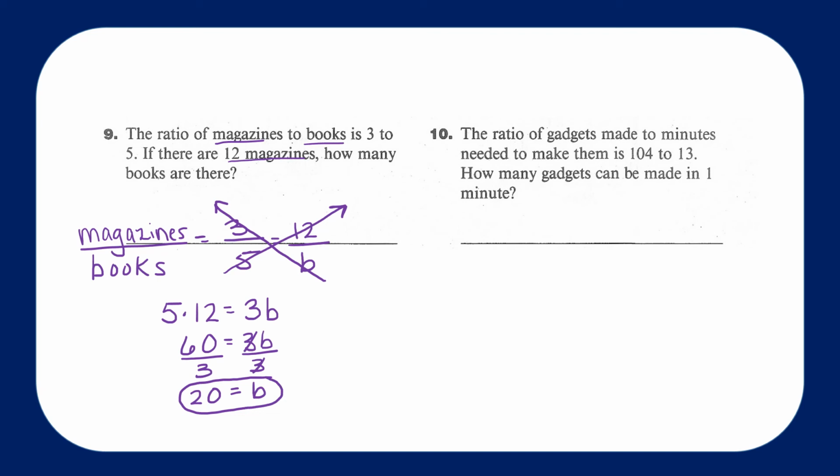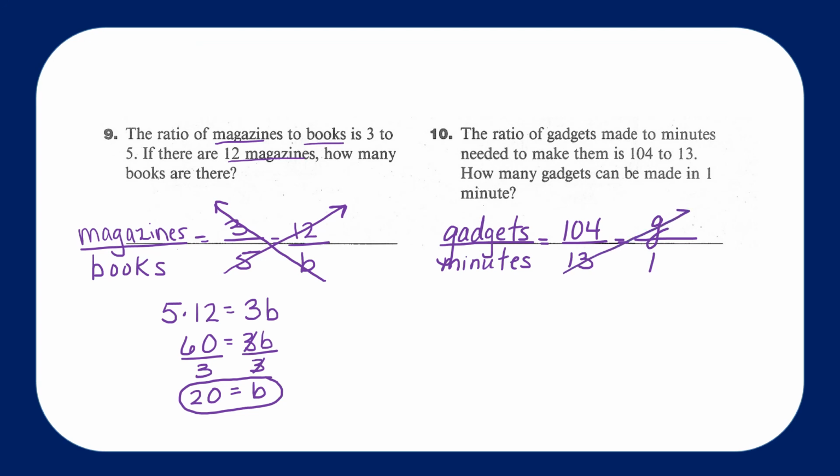Question 10. The ratio of gadgets made to minutes needed to make them is 104 to 13. How many gadgets can be made in 1 minute? So we have gadgets to minutes. And it tells us that we can make 104 gadgets in 13 minutes. And we want to know how many gadgets we can make in 1 minute. So I put 1 minute down below, and I'm going to put the variable g for gadgets.